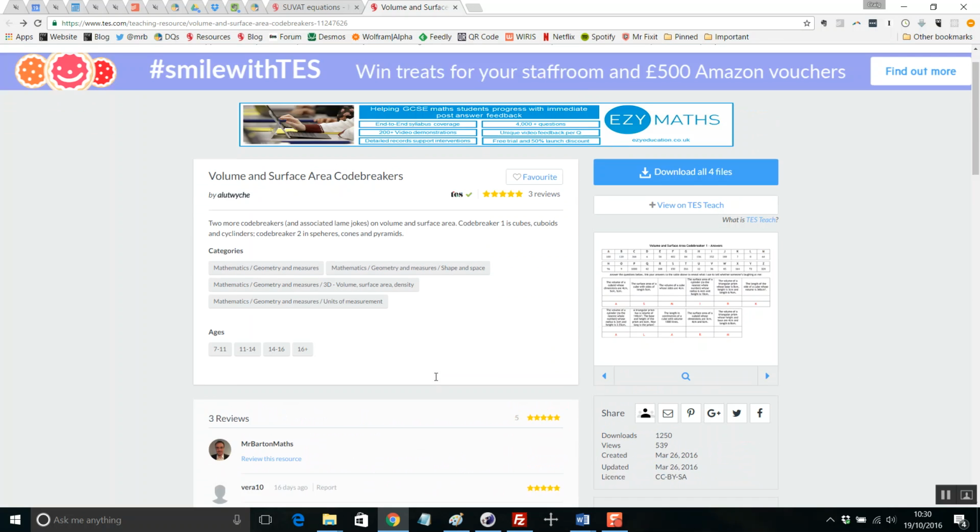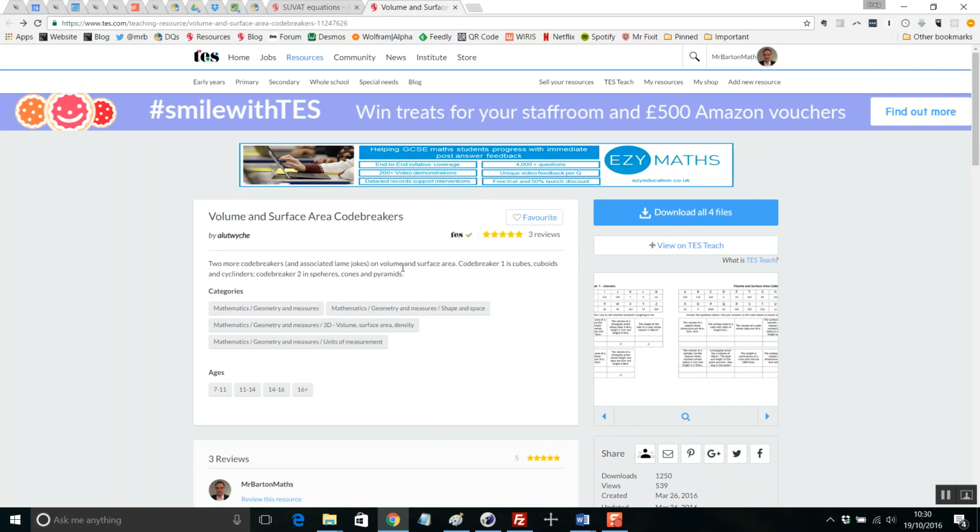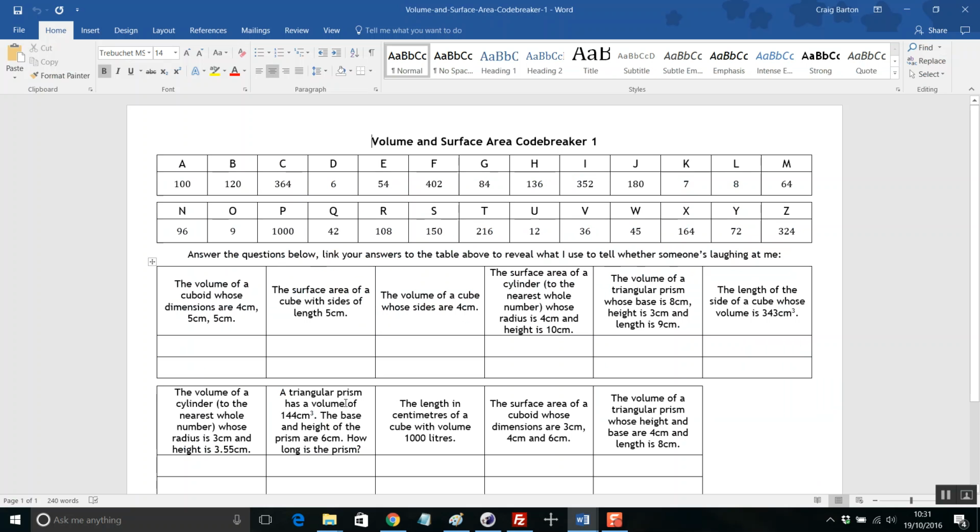They're all Word documents. There are 2 Codebreakers. The first one tackles cubes, cuboids and cylinders, so volumes of prisms, and the second one is your spheres, cones and pyramids. And what you'll be pleased to hear, I certainly was, is that the answers are provided as well. So let's take a look at the first one.